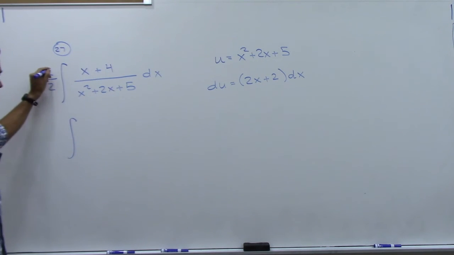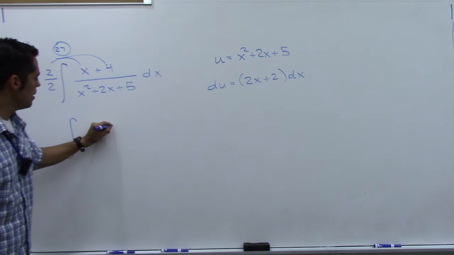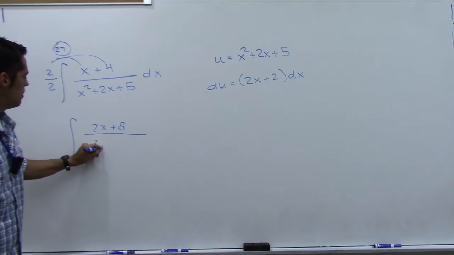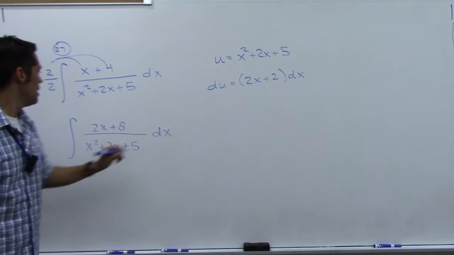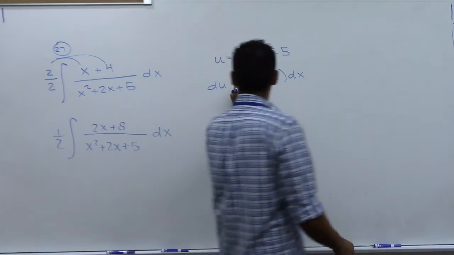And don't forget, distribute it through, right? 2x plus 8 over x squared plus 2x plus 5 dx. And then out here, since you slid the 2 on top, you still have the 2 on bottom, so it's like a 1/2. So that's the exact same problem. So you've got the 2x taken care of.